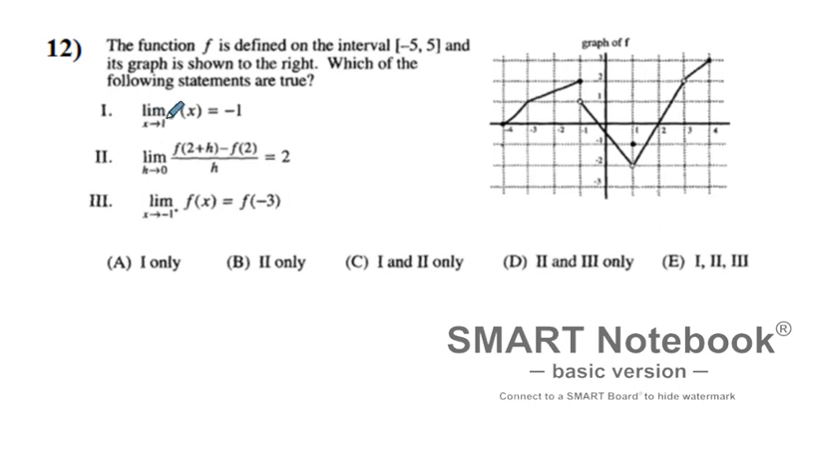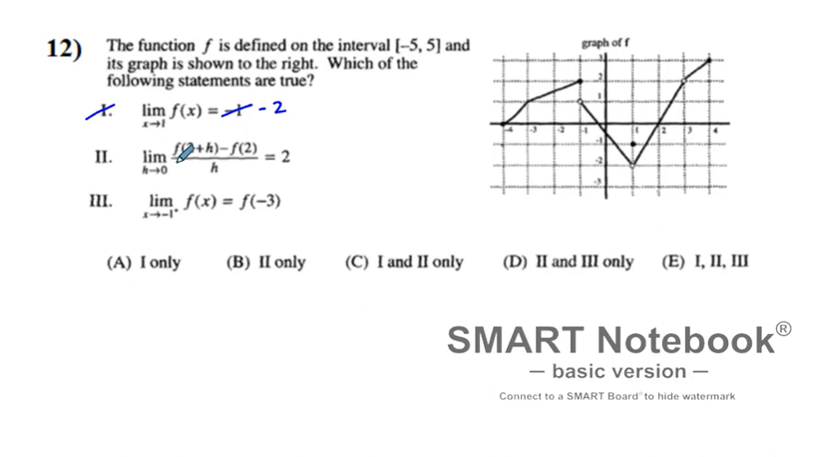Statement 1: the limit as x approaches 1 of f of x equals negative 1. So for the limit, we're approaching 1 from the left side and from the right side. And we have f of 1 defined as negative 1, but the limit really is negative 2. So that is not a true statement as written.